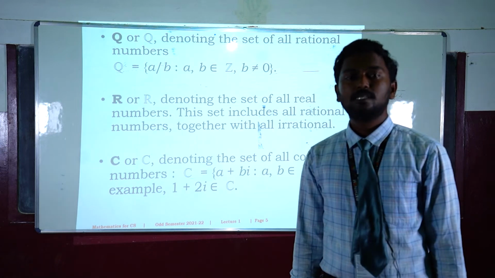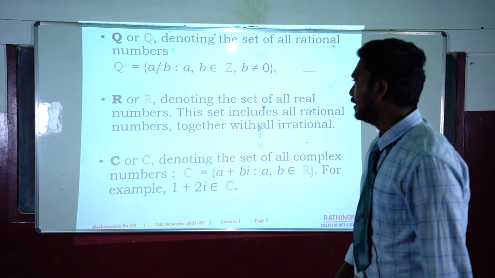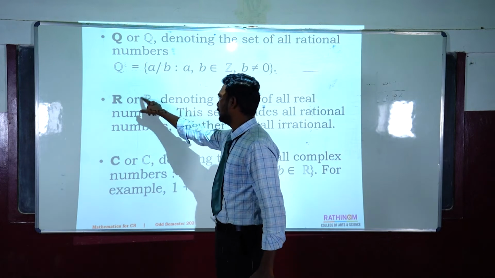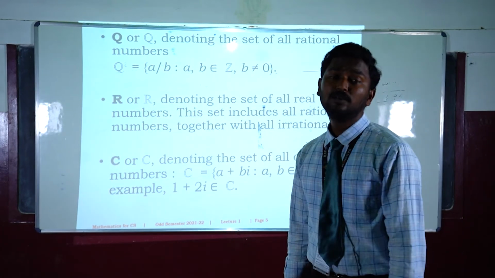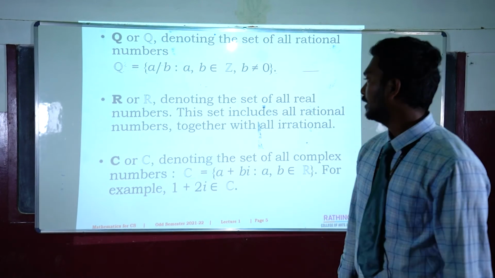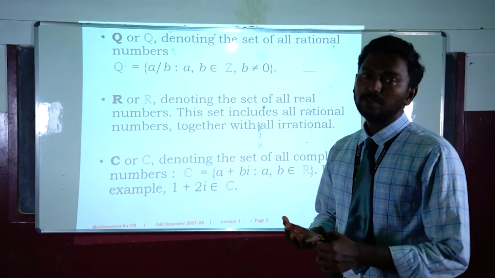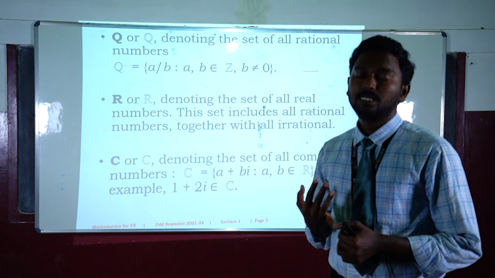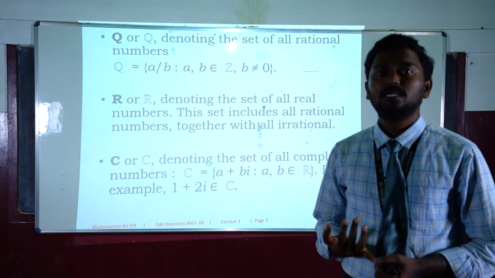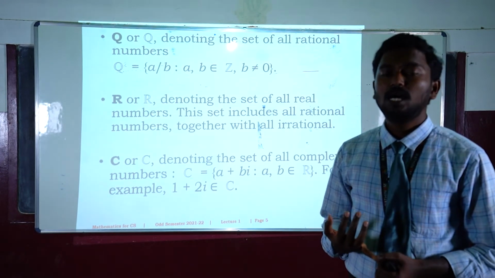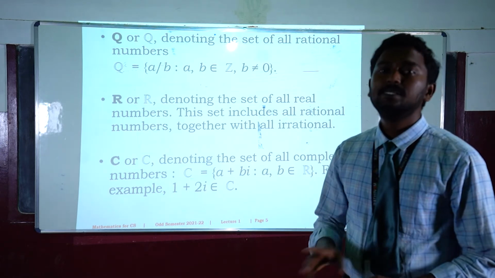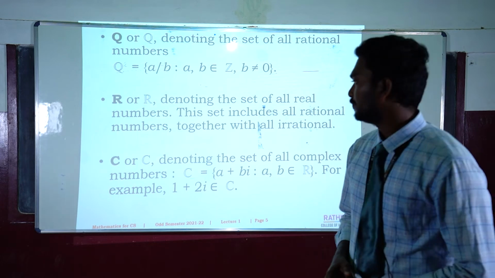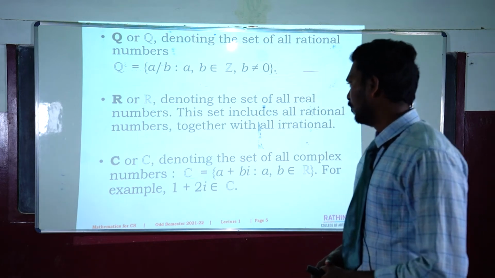Next, R. What is R? The set of all real numbers. This script R is a special notation for real numbers. The real numbers are nothing but the union of rational and irrational numbers: 1, 2, root 2, everything is a real number. Next one, complex numbers.